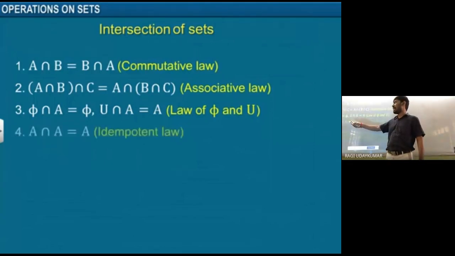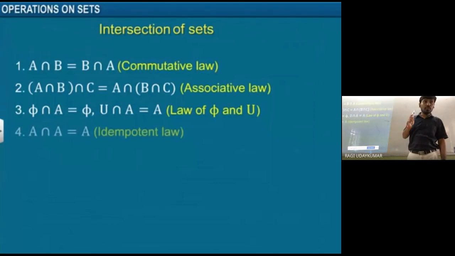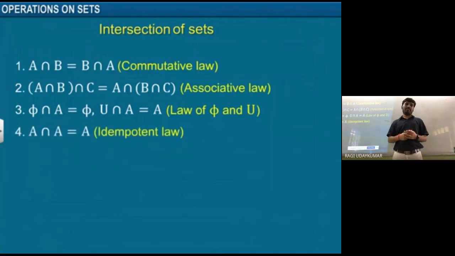Phi intersection A is equal to phi, and intersection means what is common to both. The intersection of an empty set and any set will be an empty set, because there is no common element, and the empty set has no elements. So then we are going to get phi. Universal set intersection A: every set is a subset of the universal set, so in that situation we are going to get A. A intersection A, the intersection of two same sets is the same. That is called the idempotent law.